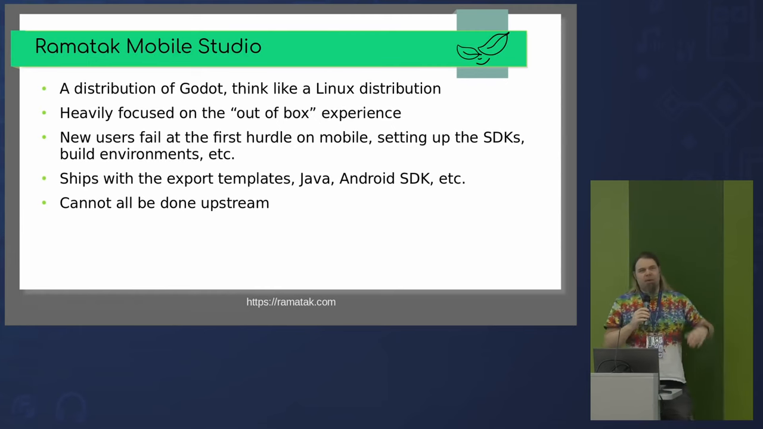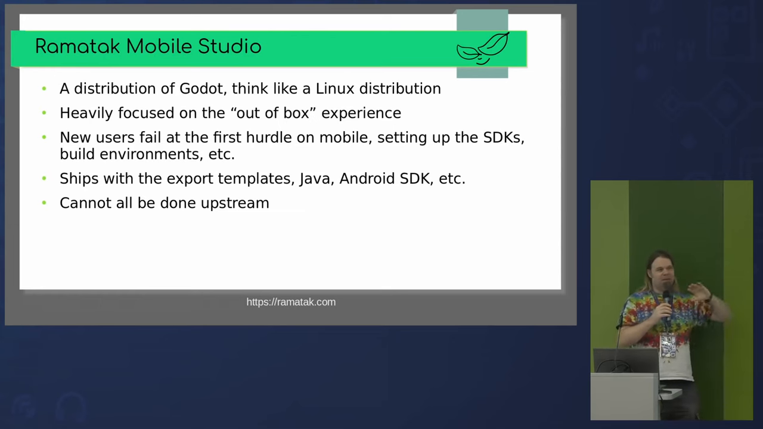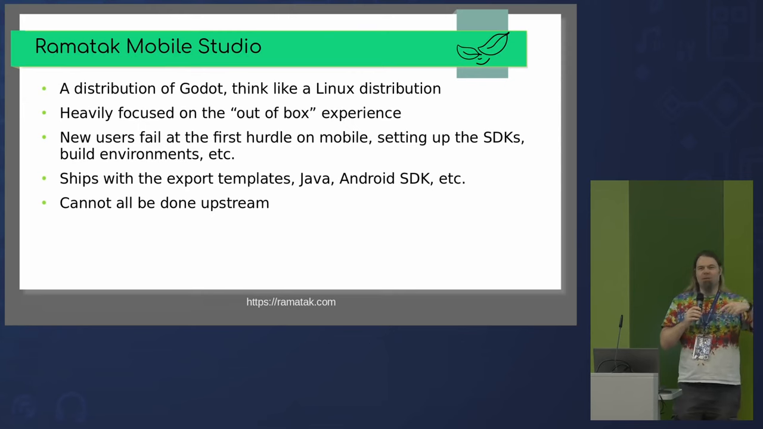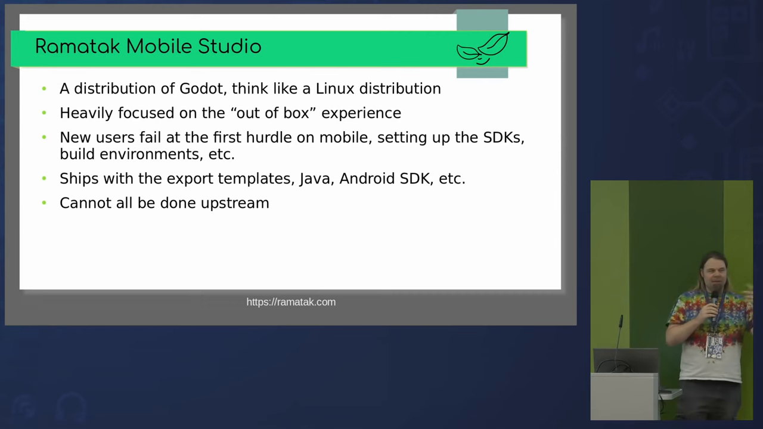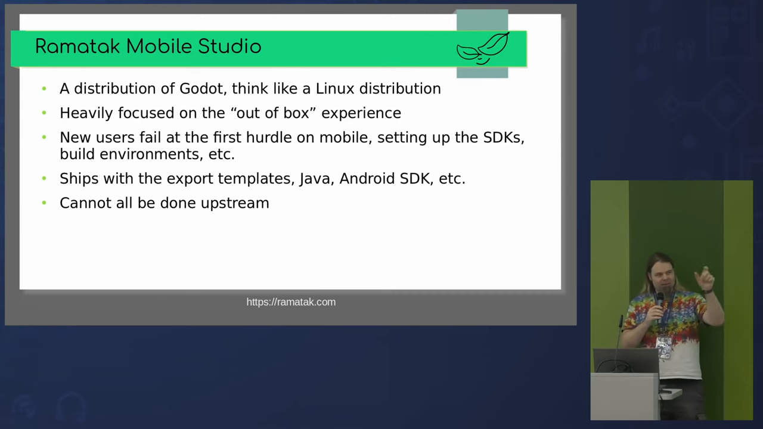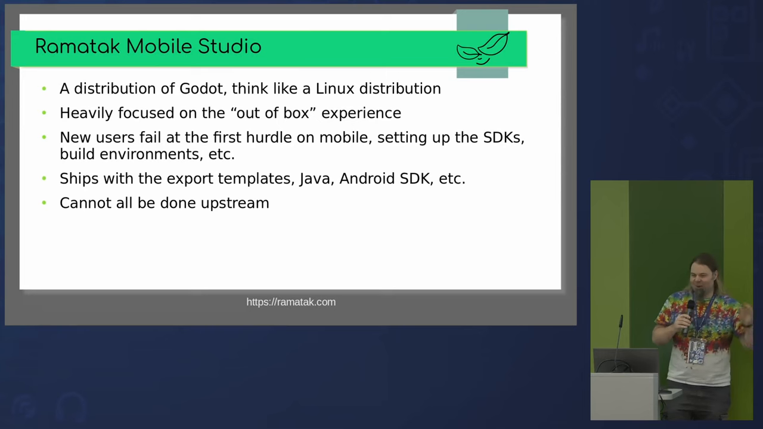So what we've done is we've basically taken all of these choices that users had, and we've just taken them away. You don't get to pick where your Android SDK is installed, because we will install it for you. You don't get to pick what version of Java you have installed on your computer and where, because we just ship a Java to you, right? Same goes for the debug key store. Debug key stores, they're all the same, because they all need to have the same username and password. There is no need for a user to generate one, because generating one is always the same for everyone. So the first time you press export in the Ramatak Mobile Studio, you don't have a debug key store, we just make one for you, right?